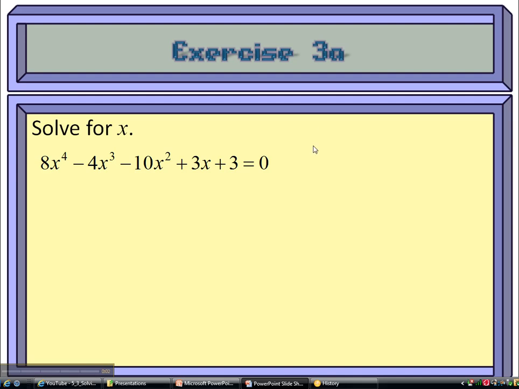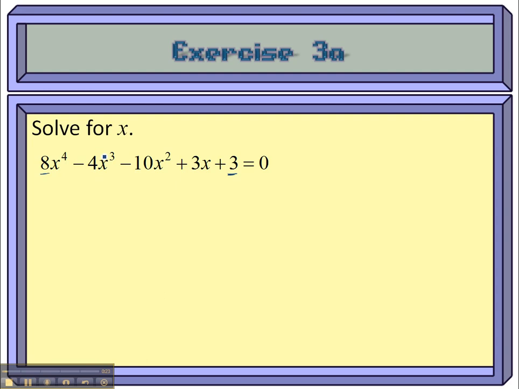This one is going to be a bit involved. You can see we have a quartic, fourth power. Not going to be able to do it by grouping. We're going to have to do it by using the rational zero test. To do that, you find factors of the constant term divided by factors of the leading coefficient. And those are the possible rational zeros that you can have.